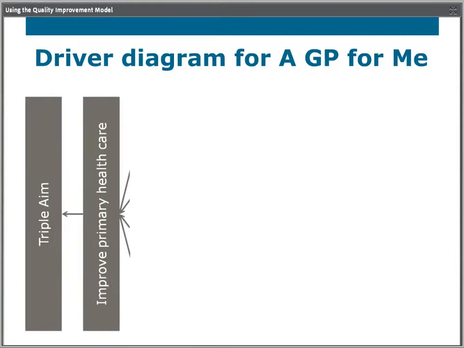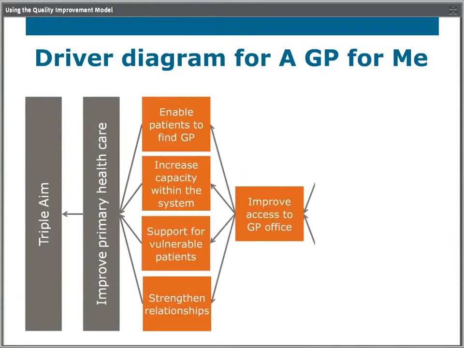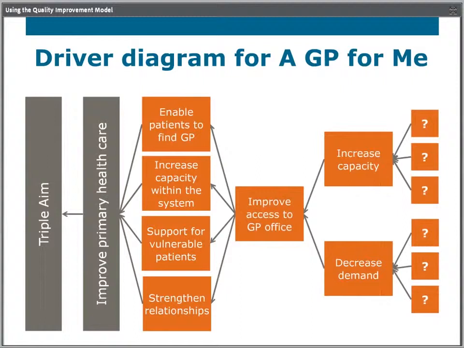So the triple aim is better experience of care for patients and providers, better health for the population at a cost we can afford. And as we see, that's our high-level goal, and to do that, we need to improve primary health care. These are all on the ministry website, by the way. I haven't made these up.